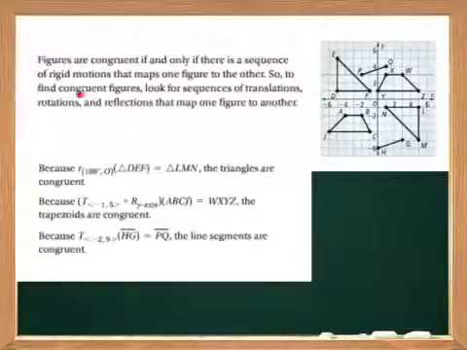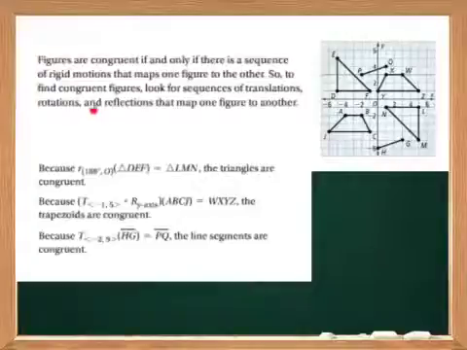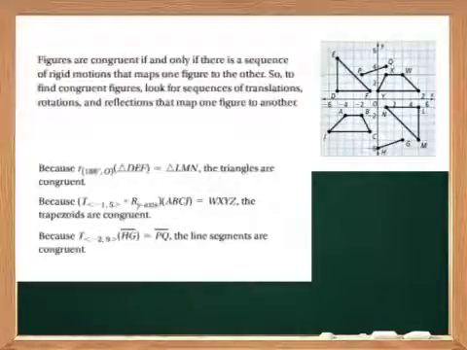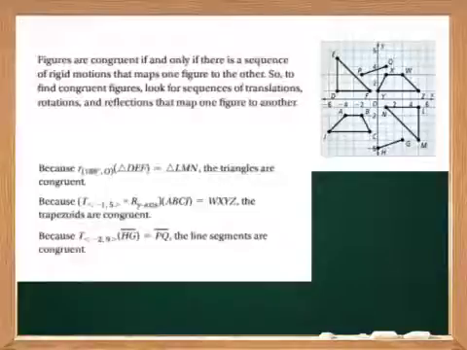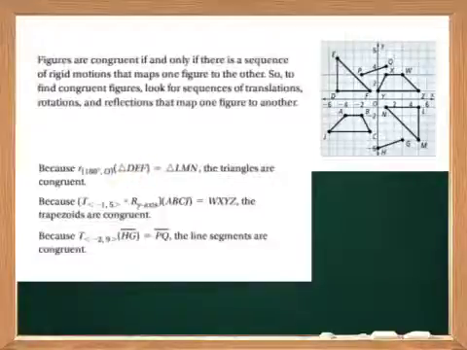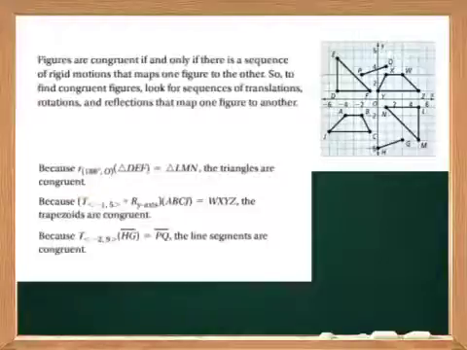So to find congruent figures, look for sequences of translations, rotations, and reflections that map one figure to another. Sometimes it's only one transformation, sometimes it's a sequence. For example, because a rotation of 180 degrees around the origin of triangle DEF gives you triangle LMN, that means that the triangles are congruent.